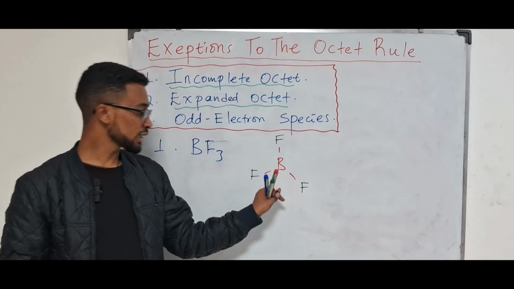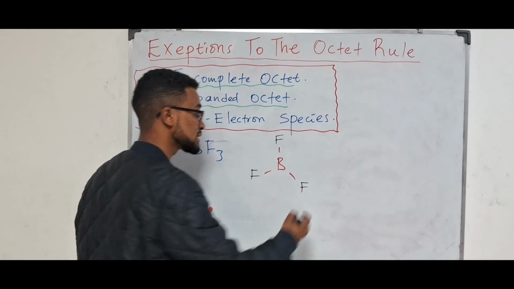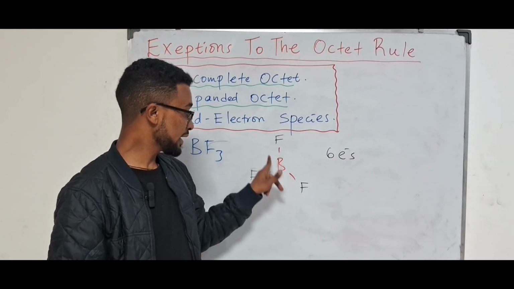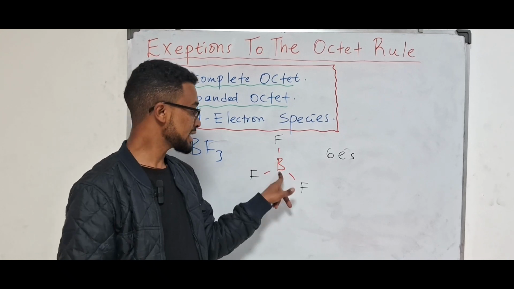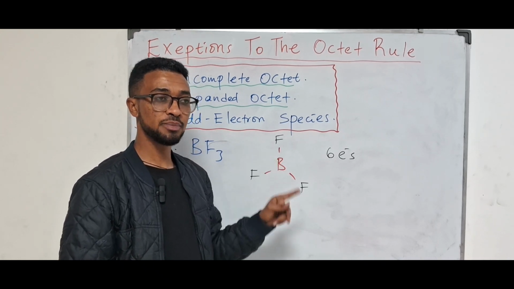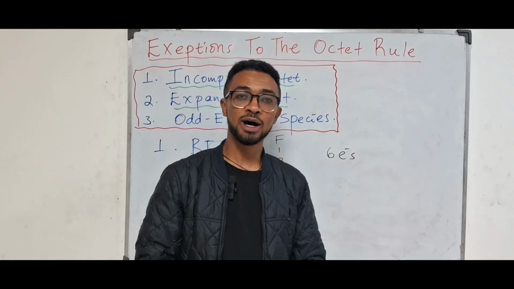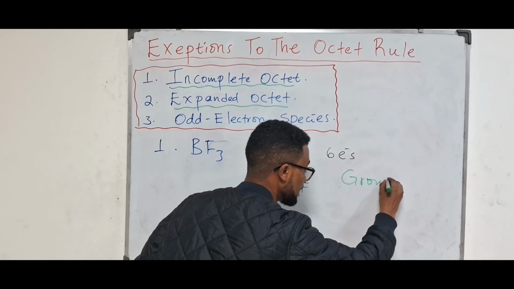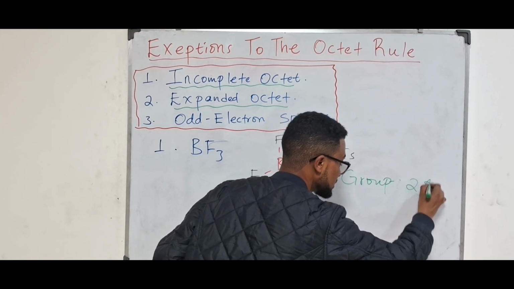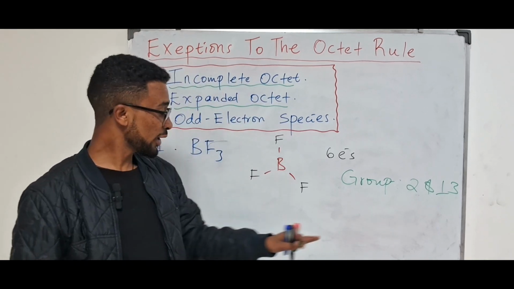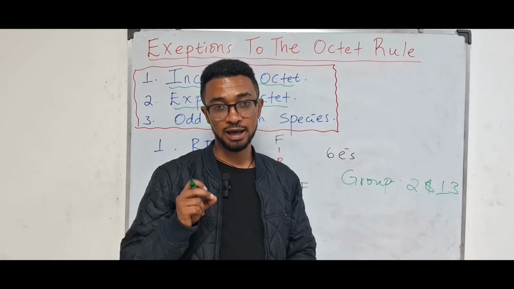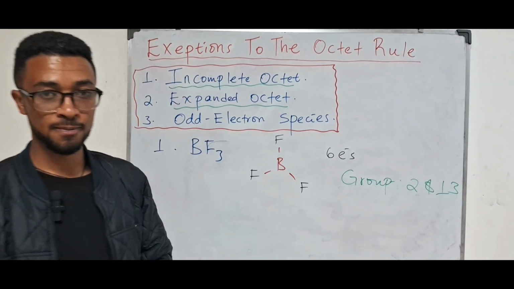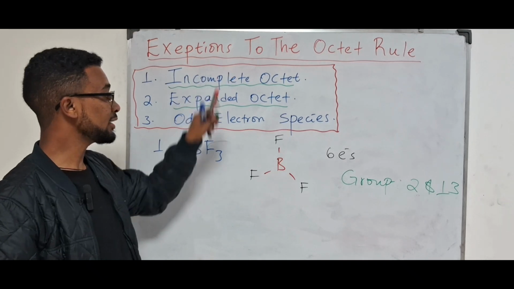So as you can see from the Lewis structure of boron trifluoride, boron has 6 electrons in its surrounding. Boron in BF3 will still be stable, because it's okay to have less than 8 electrons for some elements, mainly group 2 and group 13 elements. They can have fewer than 8 electrons in their surrounding and still be stable. This is an exception. So boron trifluoride has an incomplete octet.